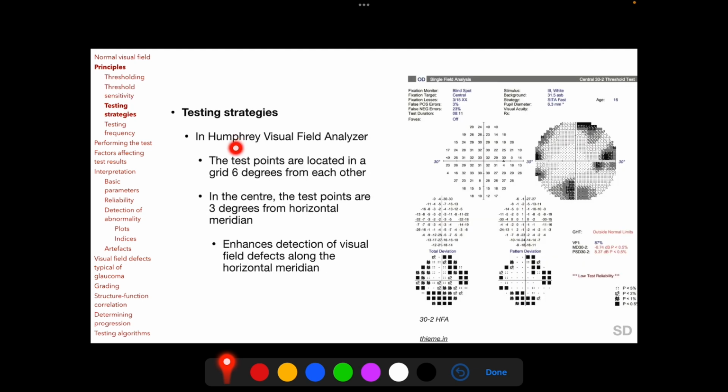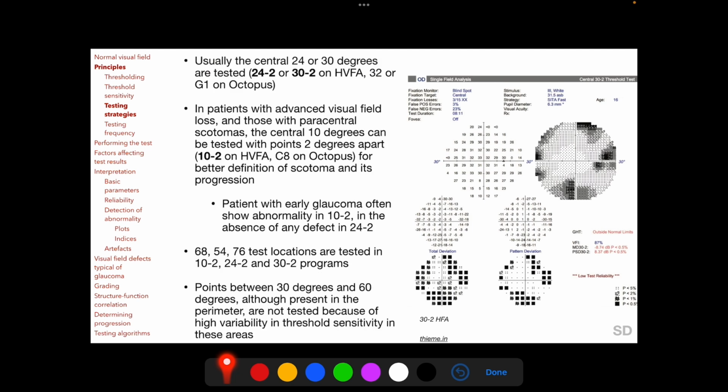In the Humphrey Visual Field Analyzer, the test points are located in a grid 6 degrees away from each other, and in the center, the test points are located 3 degrees away from the horizontal meridian, which enhances detection of visual field defects along the horizontal meridian, which, as we shall see, is a particular characteristic of glaucomatous visual field defects. Usually the central 24 or 30 degrees are tested, and these are known as the 24-2 testing strategy or 30-2 testing strategy on the Humphrey Visual Field Analyzer.